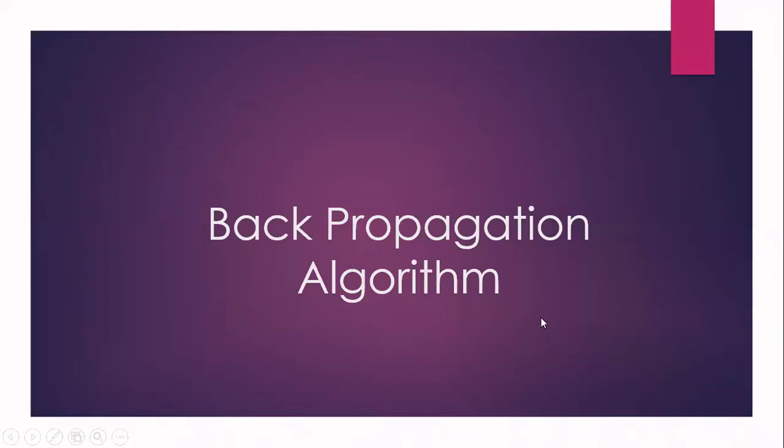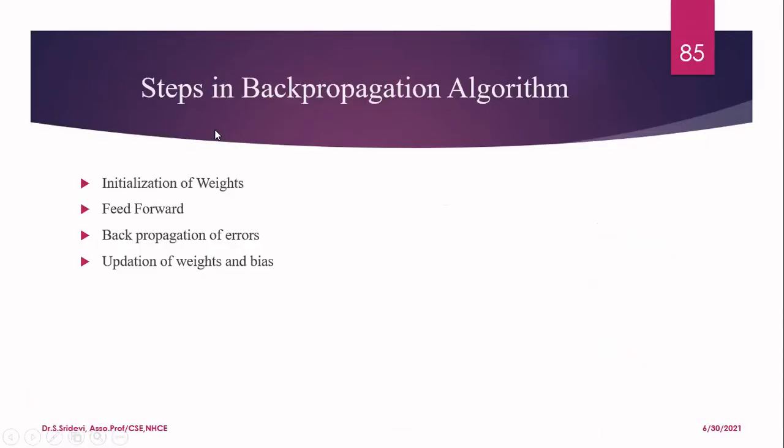In this video, we will see the backpropagation algorithm in detail. So now let us see what are the steps involved in the backpropagation algorithm. In this, mainly we have 4 steps. First step is called initialization of weights. The second step is the feed-forward phase. The third one is backpropagation, where you are going to backpropagate the errors. And finally, updation of weights and bias. So these are all the steps involved in the backpropagation algorithm.